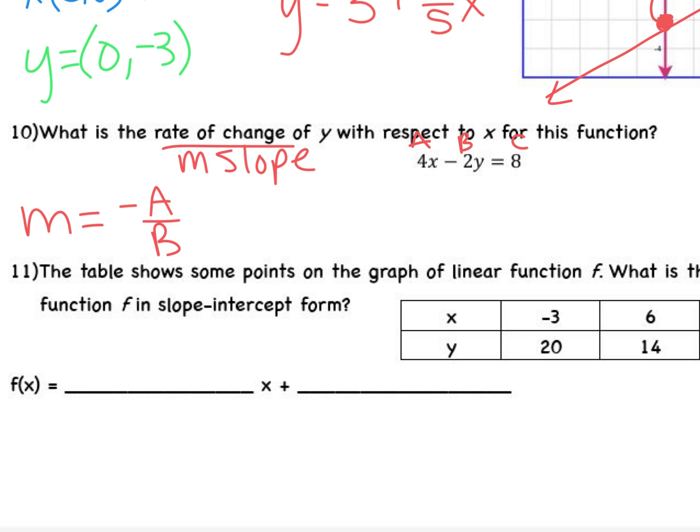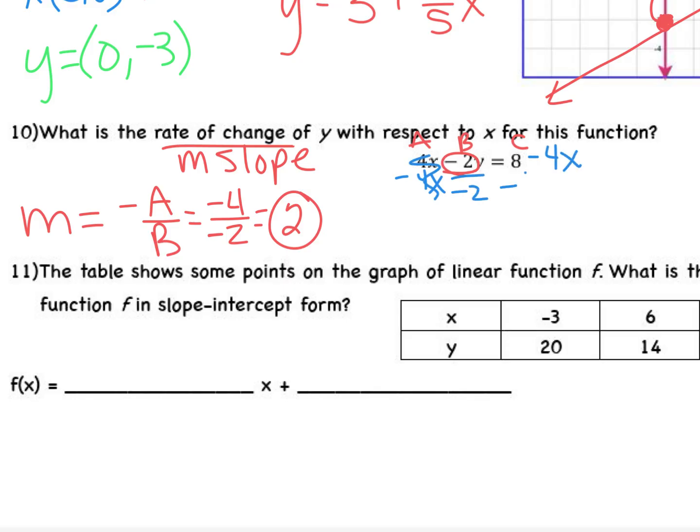Remember also, that's on your formula chart if you don't remember what a, b, and c are. So if my a is 4, I need to change the sign. My b is a negative 2. Remember, the sign in front of it goes with it. So my slope here is 2. If you do not like that method, again, you can move your x just like we did before.